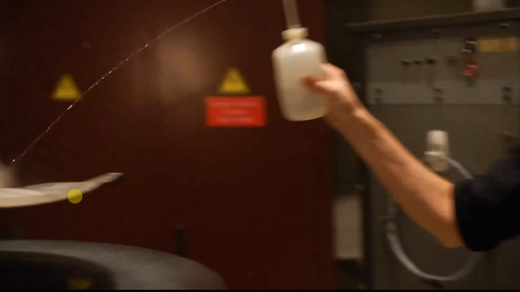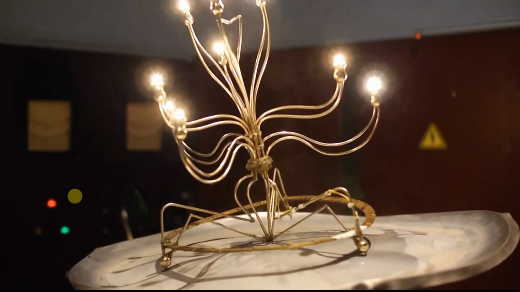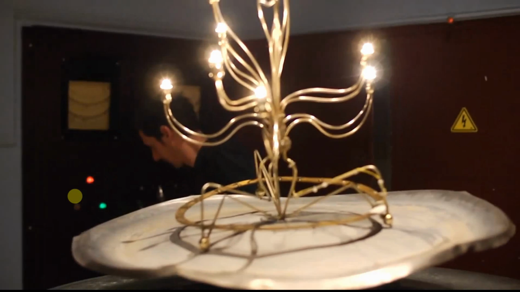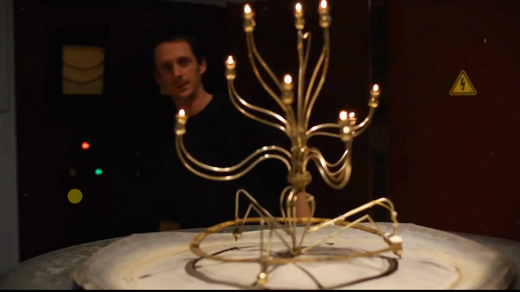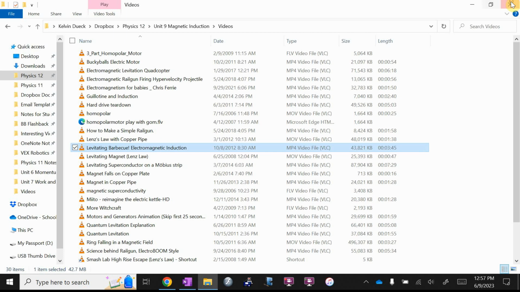Is this your favorite demo? It's like a fun barbecue. Tell me this is not the best dinner table centerpiece. It levitates, it gives you light, and you can cook on it. And all the while, you're demonstrating Faraday's law of electromagnetic induction. Okay, that's pretty cool.